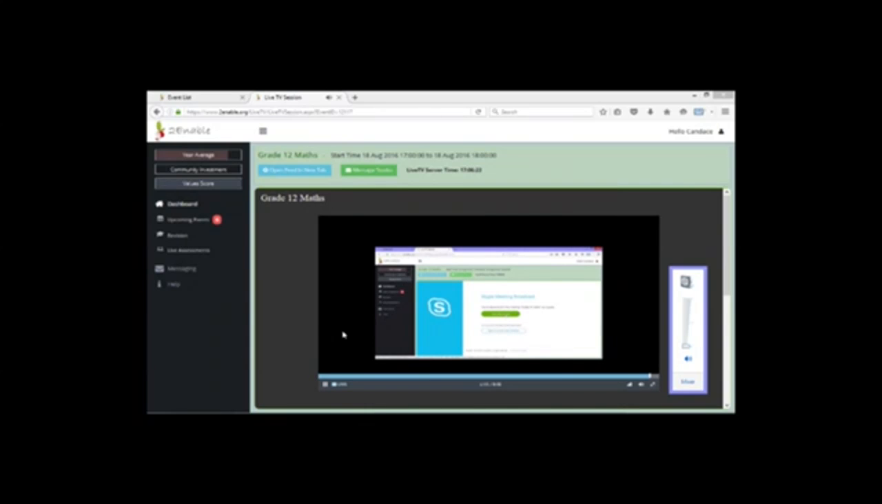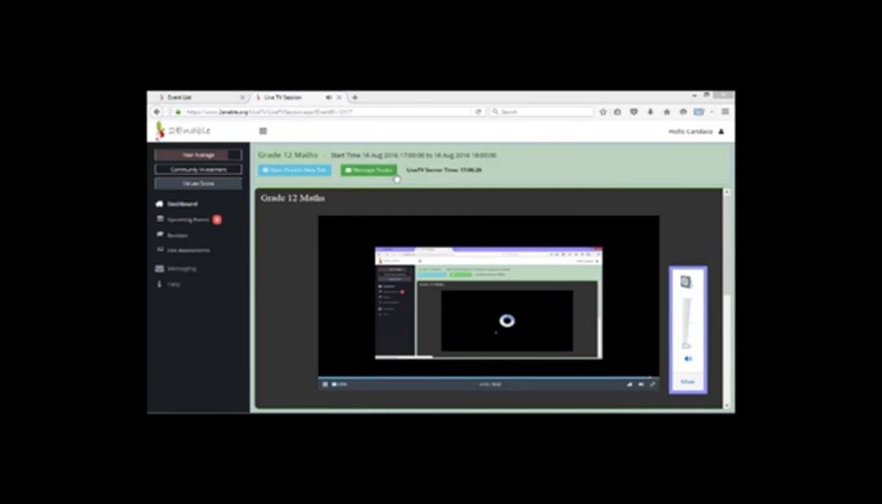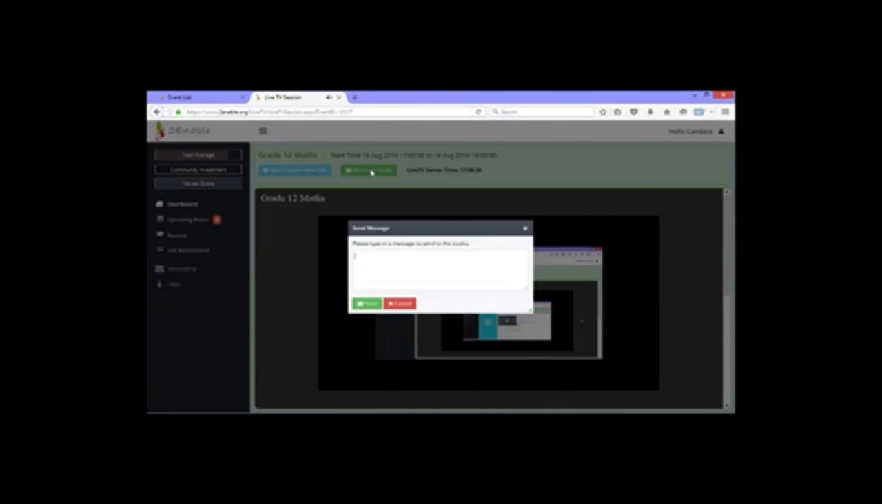Now, more importantly than watching the video, actually not as importantly as watching the video, you'll see there's a green button here that says Message Studio. If you click there, you can message me. You can message me about this lesson, or about anything you want to go through. A couple of weeks ago, one of my students messaged me and said, I'm really struggling with circle geometry. So we had a whole bunch of lessons on circle geometry.